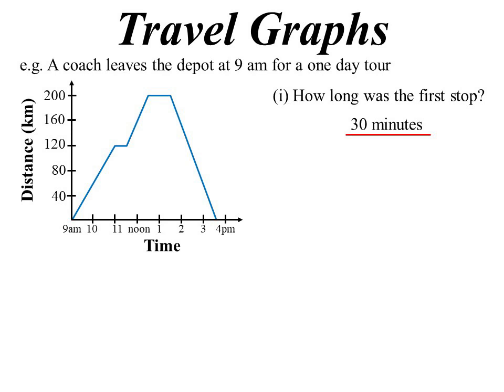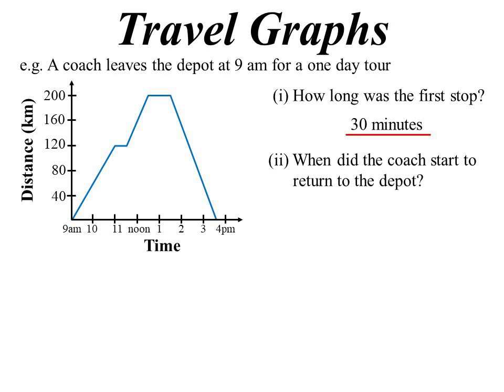Now what you were really doing, although you didn't realise it at the time, you were looking for when that graph was stationary, when the tangent was horizontal. So when did the coach start to return to the depot? And we'd look at it and say, hang on, it must have been at 1:30 because that's when the line's going back down. That's when the rate of change was negative. That's what we were looking at, because we didn't use those terms back in year 8.